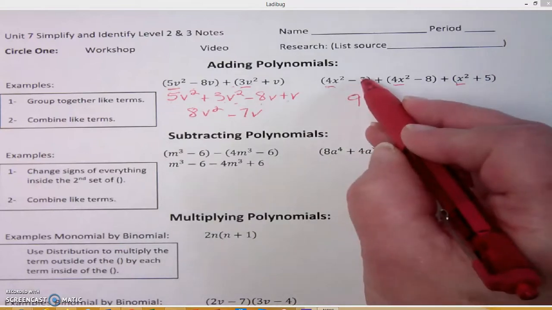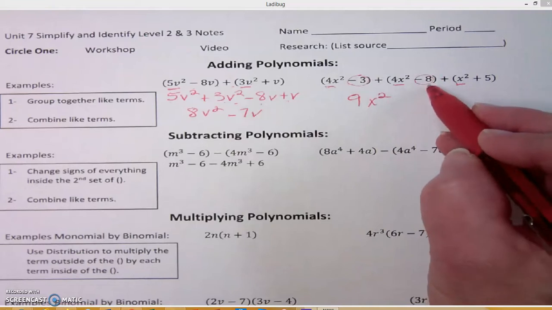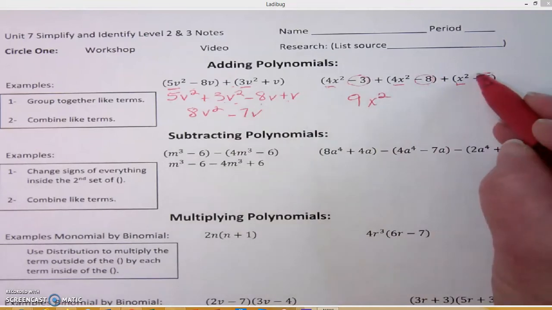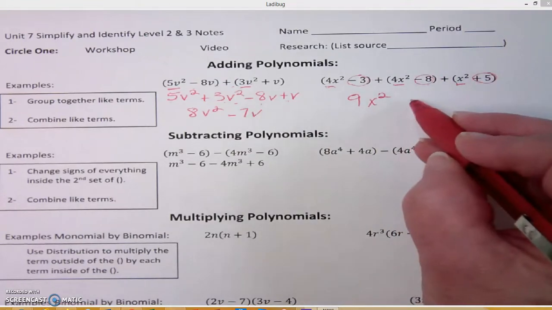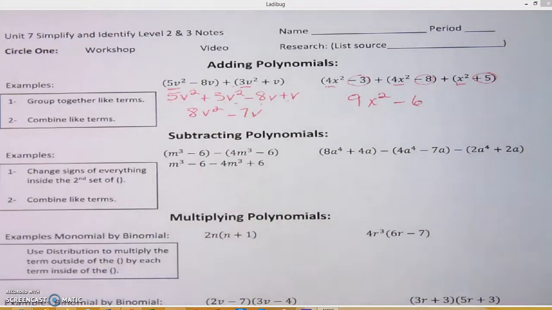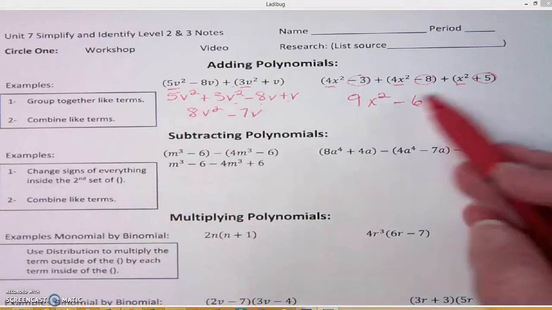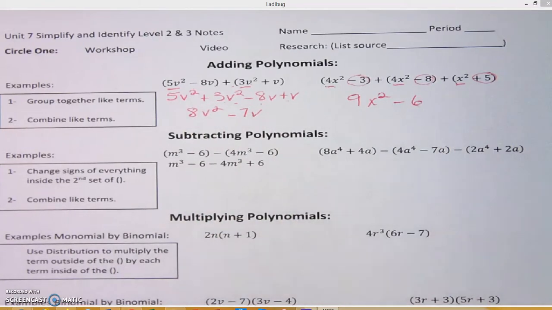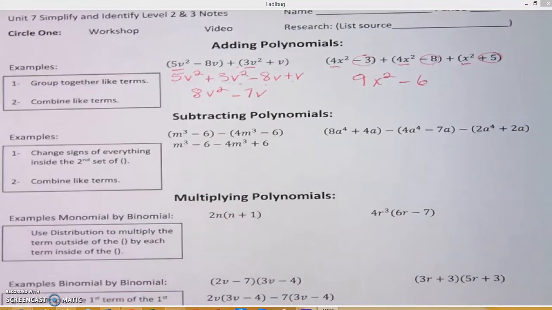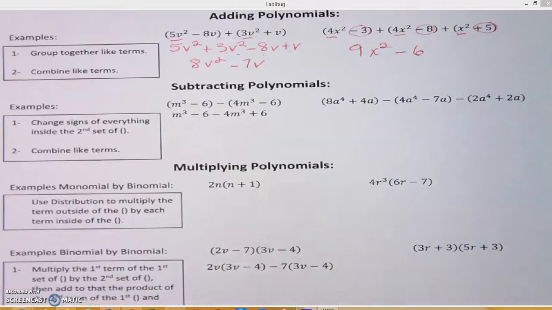Now let's do the other one. I have a negative 3. I could circle these, and a negative 8. That's negative 11. Then when I add a positive 5, that is going to give me a negative 6. And so there's your answer. So you can rewrite them and group them together if that helps you, or you can do it in a manner like this.